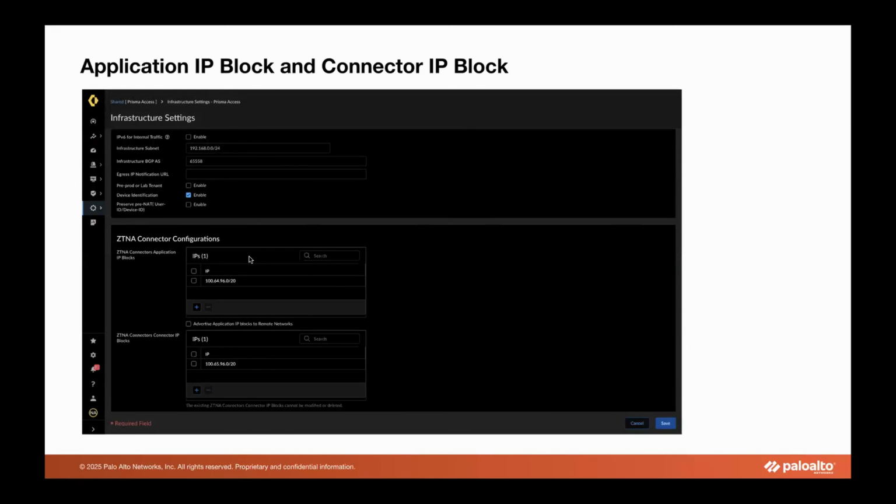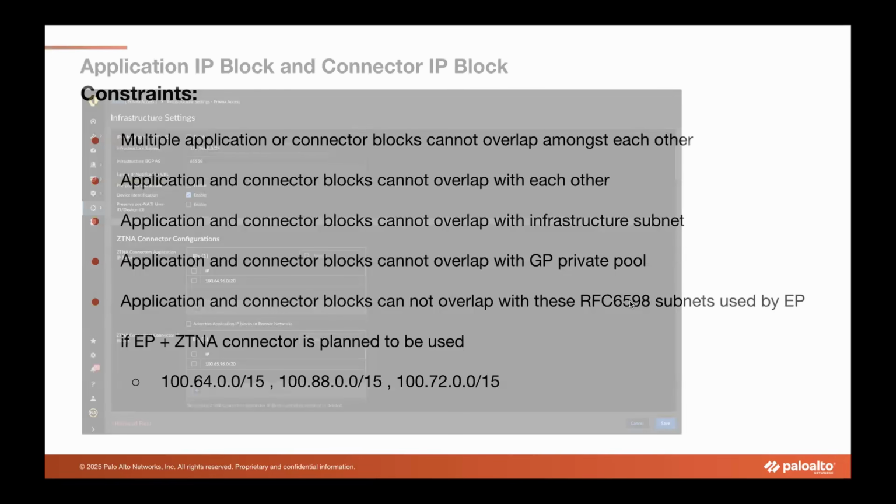And this is where you define the application and connector block. If you go to the workflows under Strata Cloud Manager, you will see the infrastructure settings. This infrastructure setting is used for the Prisma Access internal infrastructure. And here are the application IP blocks and connector IP blocks which are defined here. In this case, we are not using PAB, Prisma Access browser with EP, and that is one of the reasons we are able to use this RFC 6598 address. But if we are using that, as mentioned before, we have to stick to other addresses which are not the three RFC 6598 addresses mentioned here.